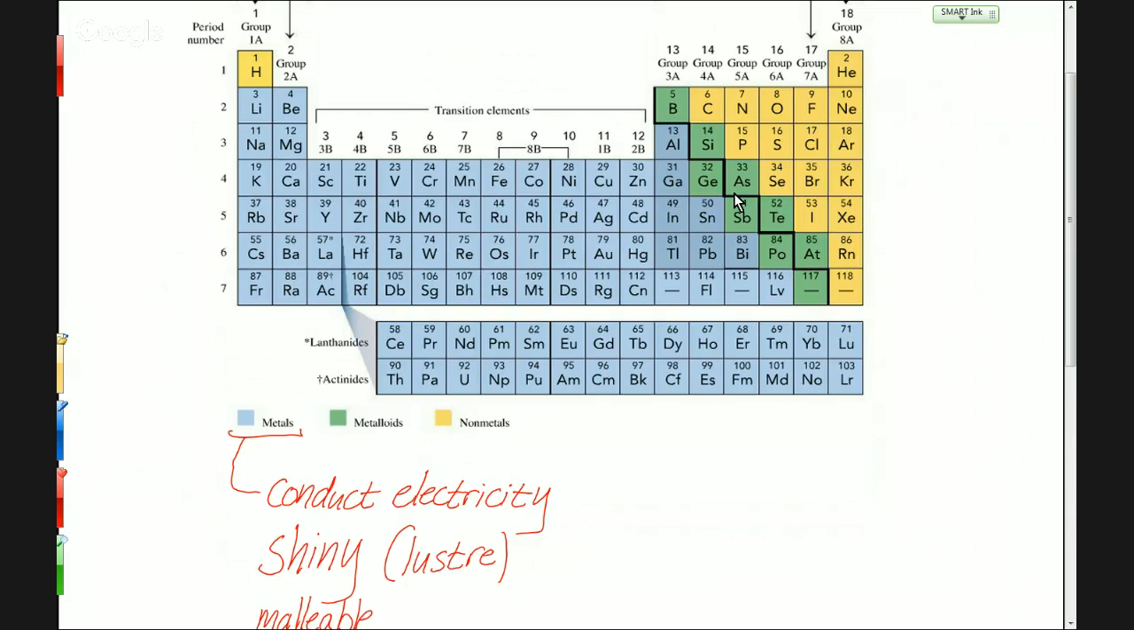One of the most important properties of those semi-metals is being what we call a semiconductor. Have you heard the word semiconductor? I don't know if you're familiar with that idea, but it's kind of what it sounds like. It's in between a conductor and an insulator. An insulator does not allow electricity to pass. A conductor allows electricity to pass easily. A semiconductor, it's sort of easy, but not that great.